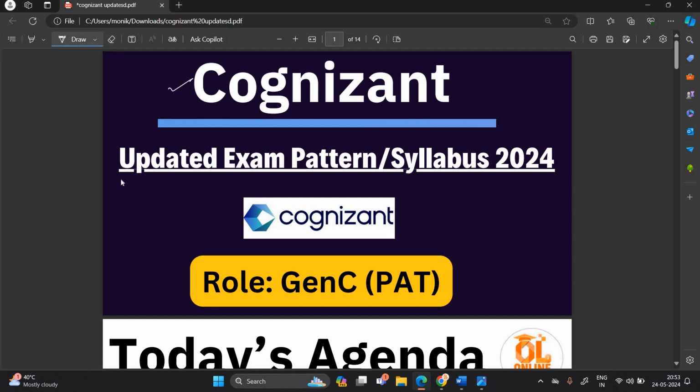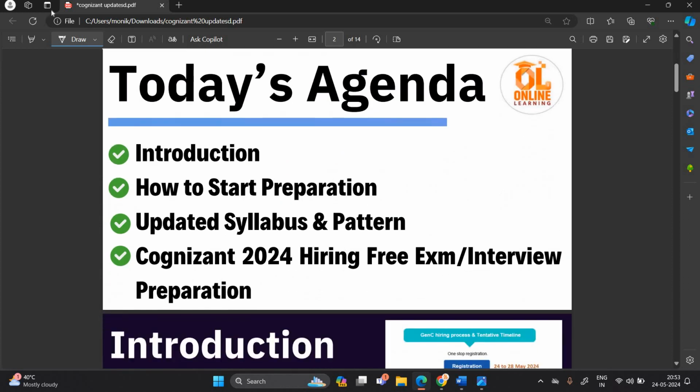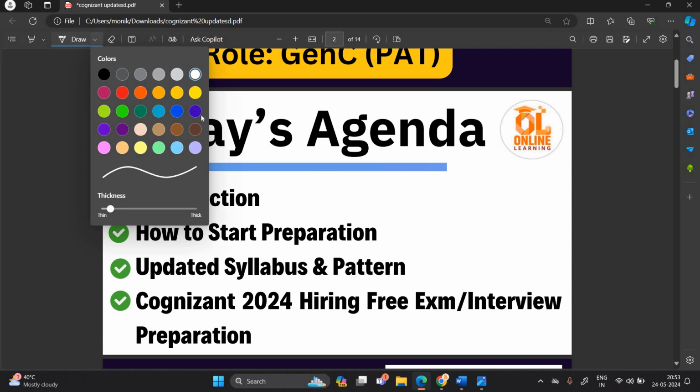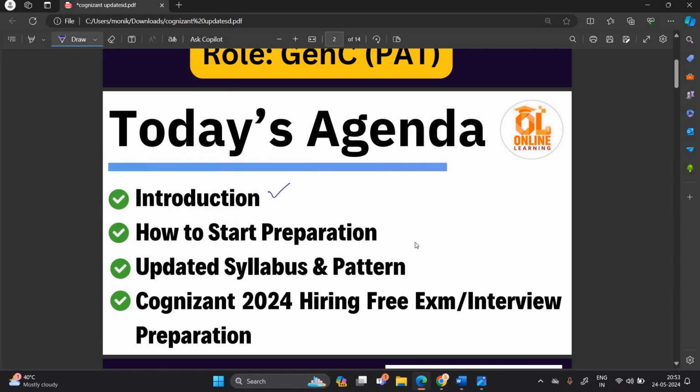We are starting the Cognizant updated exam pattern and syllabus 2024. It is for the GenC PAT role, and as we know the salary is 4 LPA. In today's agenda we have: introduction of Cognizant hiring, how to start preparation, updated syllabus and pattern, Cognizant 2024 hiring, and free exam and interview preparation.